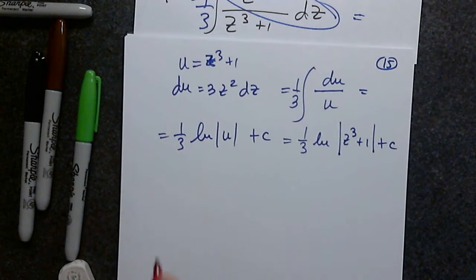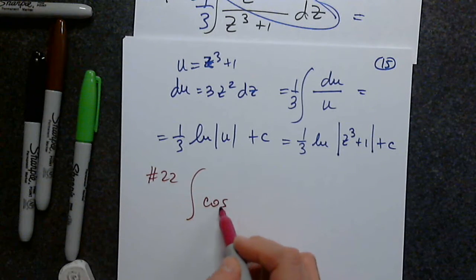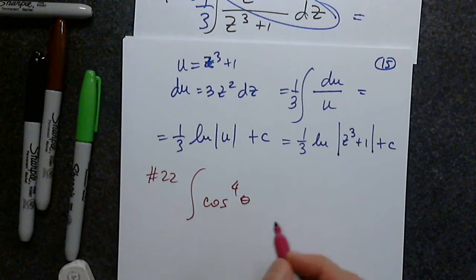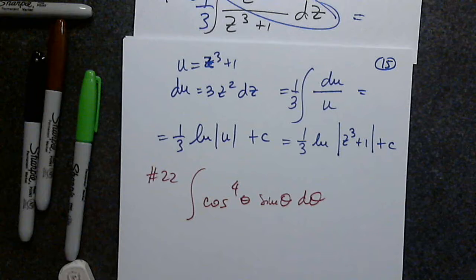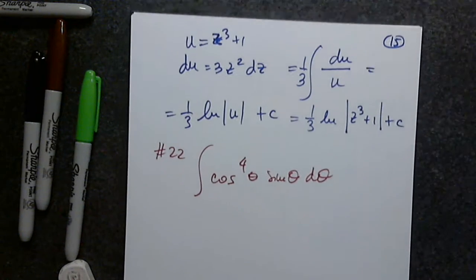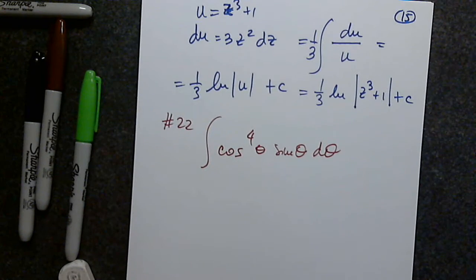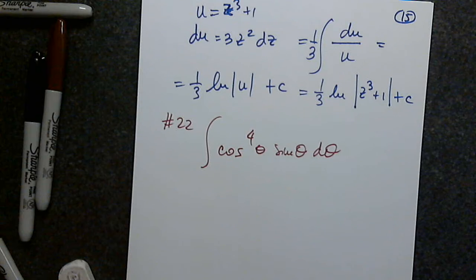22. The integral from cosine to the 4th theta times sine theta d theta. This is basically the first technique of integration. When you move on to Calc 2, you will learn way more. Trig substitutions, you will learn integration by parts, and so much more. But this is our first technique of integration, substitution rule. Okay, so let's take a look.